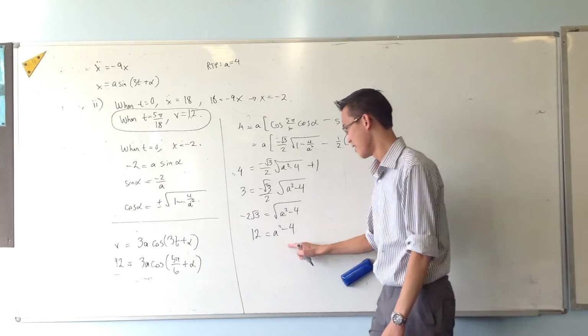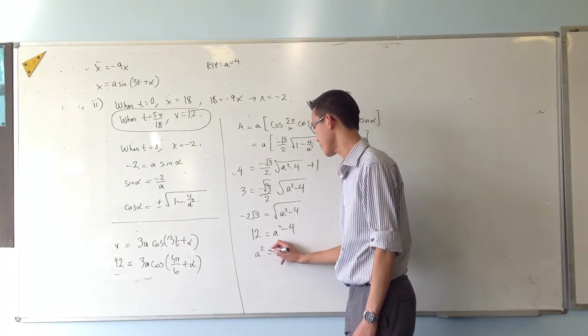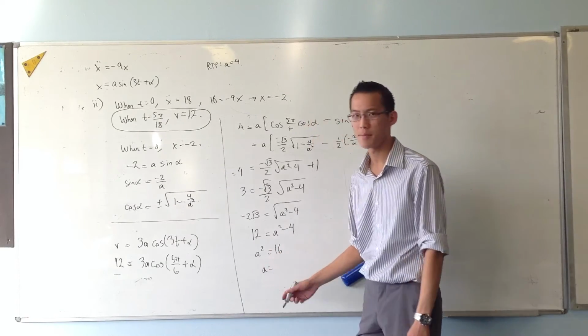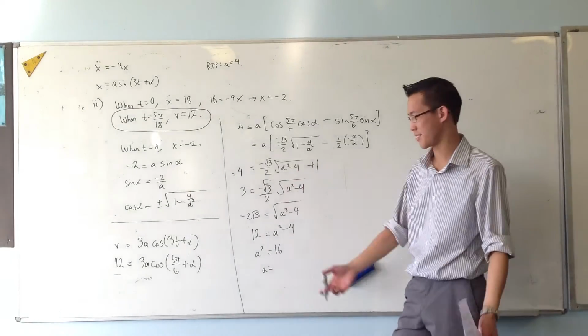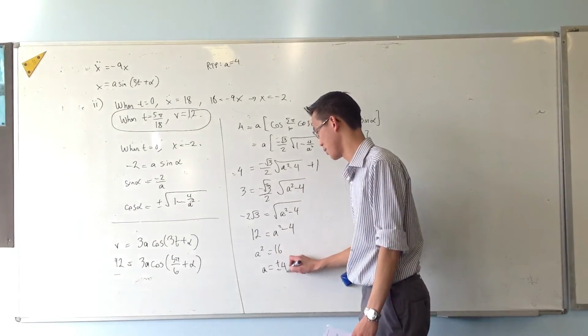Okay, there we are. 4 comes over. Now, of course, it doesn't matter whether A is plus or minus, because all I'm interested in is amplitude, which is a scalar, right? So the amplitude is 4.